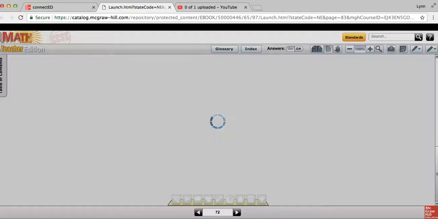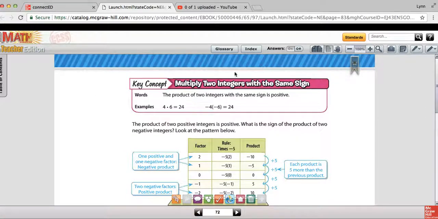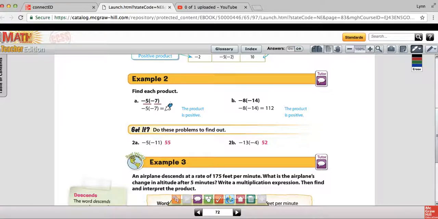At the top of page 72, we're looking at example 2, and that's when you have two integers with the same sign. So whether the two integers are positive or the two integers are negative, the answer is going to be positive. So when we take a look at example 2, negative 7 times negative 5 is a positive 35. Negative 8 times negative 14 is a positive 112. Negative 5 times negative 11 is 55. Please record these answers on your note sheet. And negative 13 times negative 4 is a positive 52.